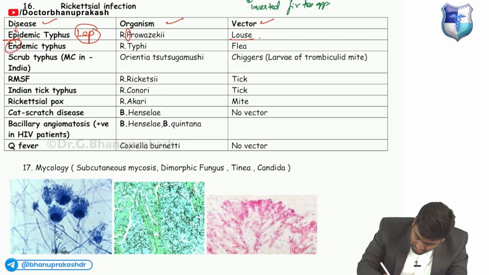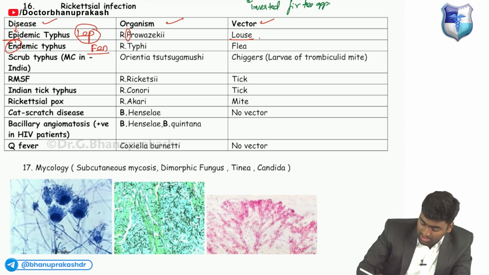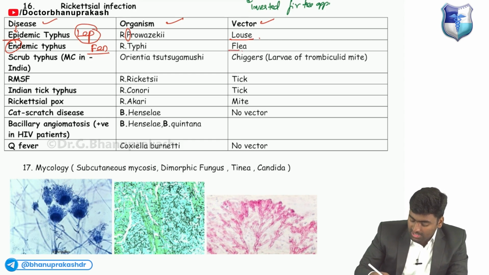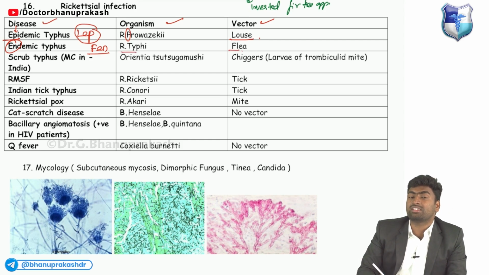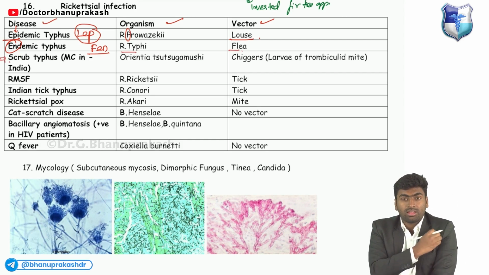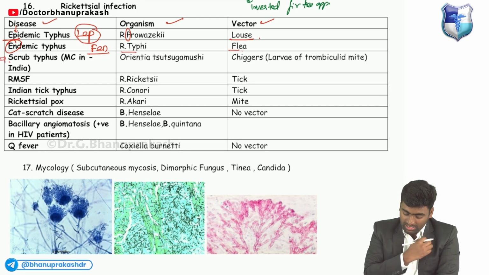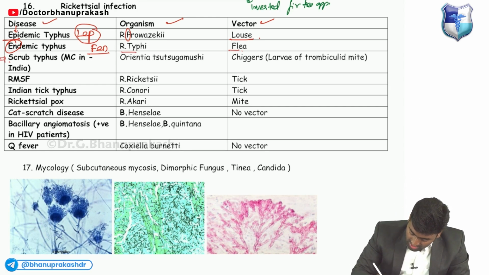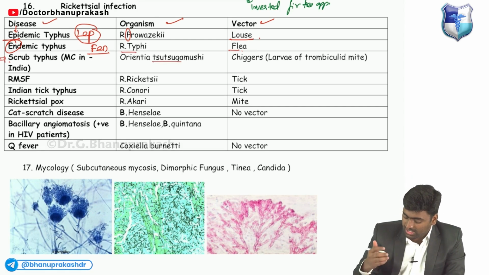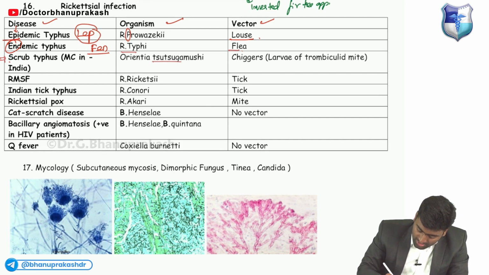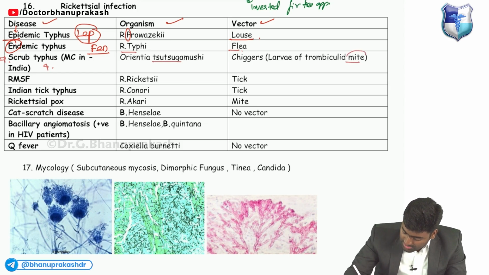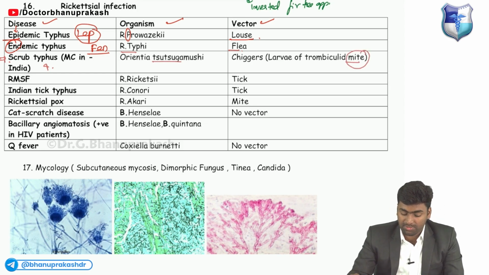Whereas for endemic, remember flea. Okay, flea. So flea causes endemic typhus, and the organism which is responsible is Rickettsia typhi. Okay, then scrub typhus. When you scrub something, you will hear a sound, right? So the scrubbing produces this sound, which is what is responsible for scrub typhus: Orientia tsutsugamushi. And it is because of the mite, the trombiculid mite especially.